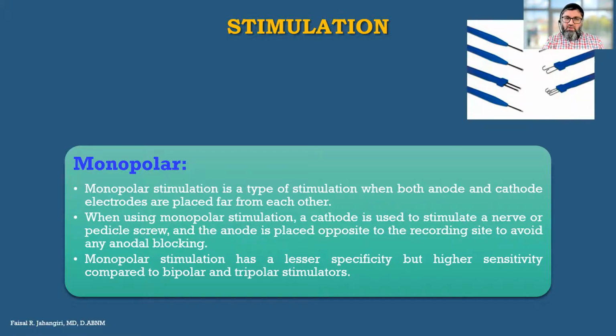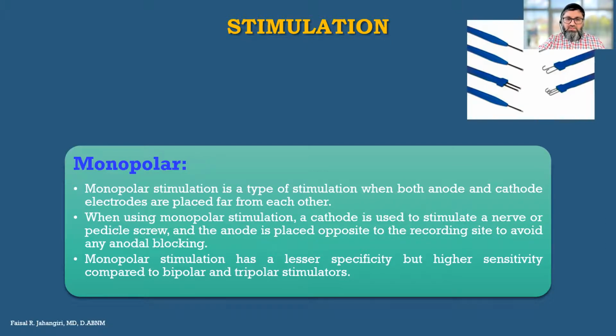With a bipolar, you are very specific, but if the nerve or neural structure is not close, you are not going to activate it, so the sensitivity of a bipolar electrode will be low as compared to the monopolar. In triggered EMG and SSEP we use cathodal stimulation, or direct nerve stimulation or cranial nerve stimulation. The only time we use monopolar anodal stimulation is cortical mapping.